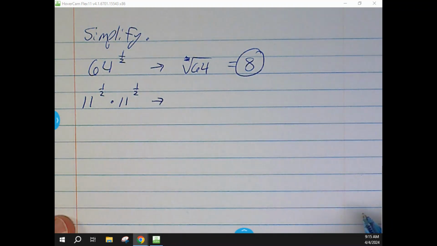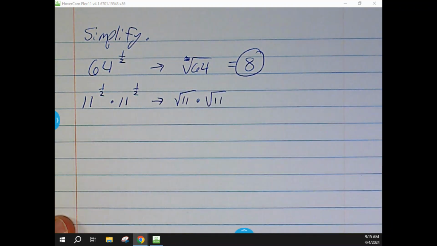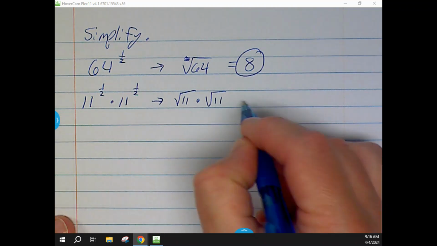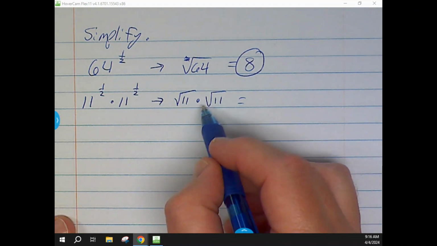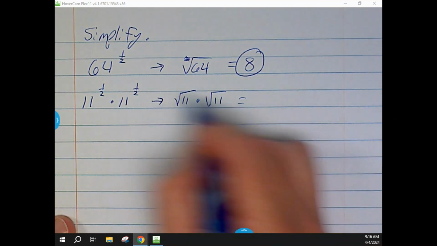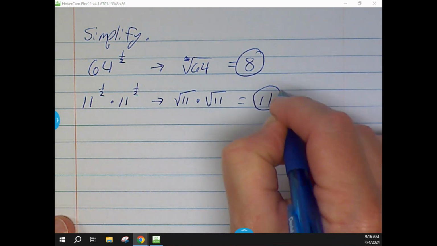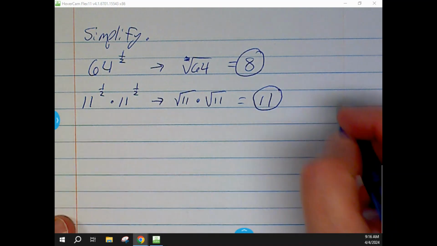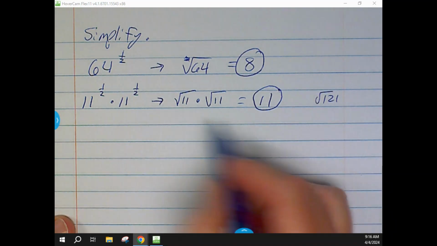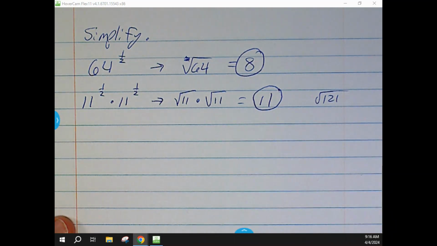All right, again, if we were to rewrite these, that would be square root of 11 times square root of 11. Yeah, so if we do 11 times 11, that's 11 squared. But because we're in the square root of 11 squared, it cancels, so we get just 11. So we square root the 121 to then give us 11. So 11 times 11 is 121. If you do that, it's a nice perfect square, so the answer is just 11.